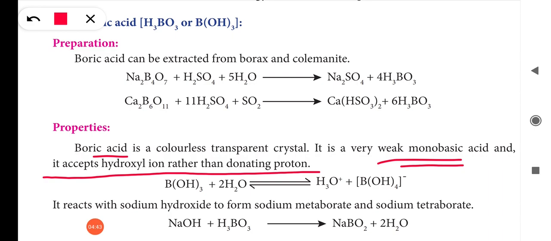If it is a strong acid, it will always donate protons. For example, HCl and H2SO4 always donate protons, that means H plus ions.